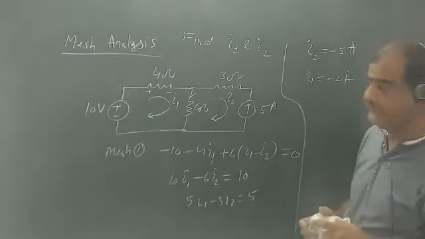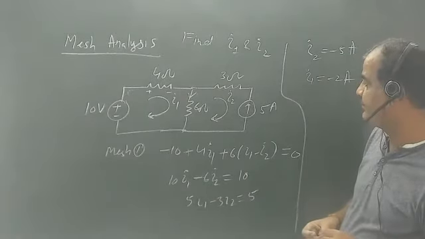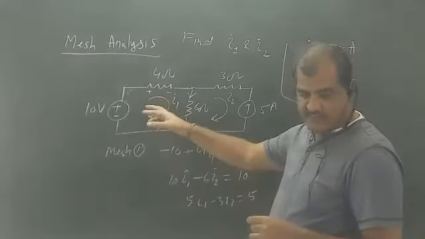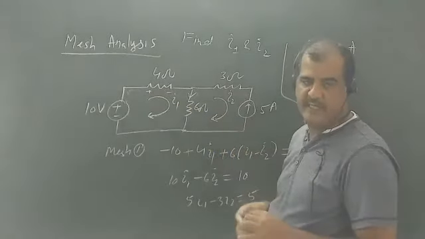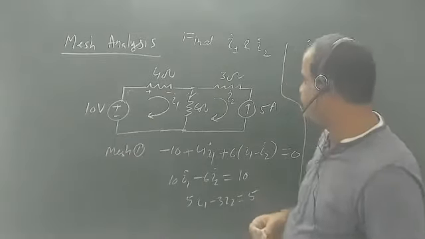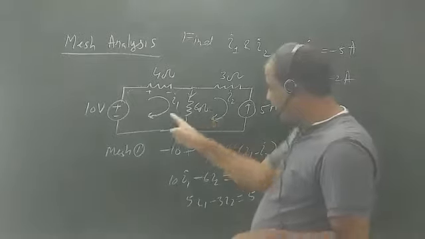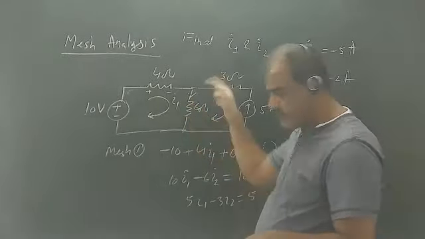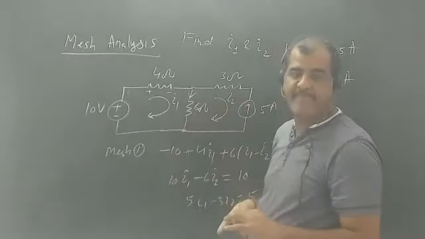If you are taking clockwise, both should be clockwise. If you are taking counter clockwise, both should be counter clockwise. That's it. इतना ध्यान रखना है. It can be counter clockwise or clockwise, both are okay, but both should be the same. इस मेश में क्लॉकवाइज तो इधर भी क्लॉकवाइज होगा, इधर काउंटर क्लॉकवाइज तो इधर भी काउंटर क्लॉकवाइज होगा, दोनों मेश में.